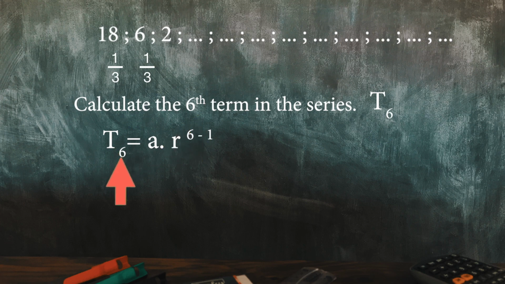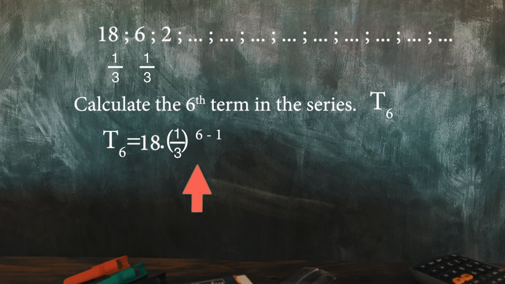So T6 is equal to A, and A is 18 because it's the first term. Times R, which is now a third because a third is our constant ratio. Because we have a fraction for our constant ratio, we put it in brackets so that we know that this power, which is 6 minus 1, belongs to both the numerator and the denominator. So that's why we have it in brackets.